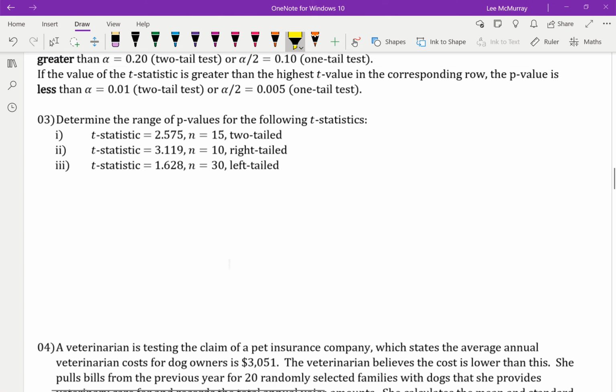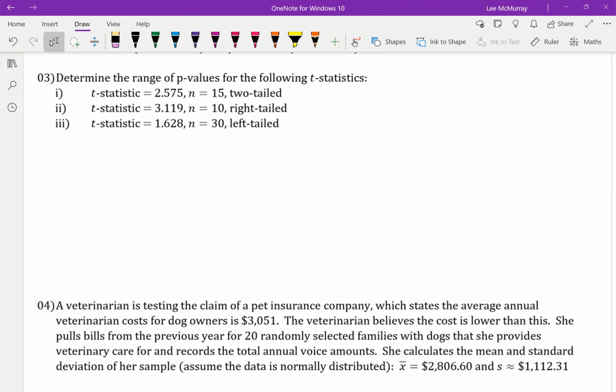So to practice, for number 3 here, let's determine the range of p-values for the following t-statistics. Okay, and this will just give you some practice looking those up and understanding what we're doing here. So we'll put it into this first step before we jump into the whole hypothesis test. So for number 1, we're going to compute a t-statistic. So let's say we've done the math and we get 2.575, and n is 15, and it's a two-tailed test. Okay, so let's break this one down first.